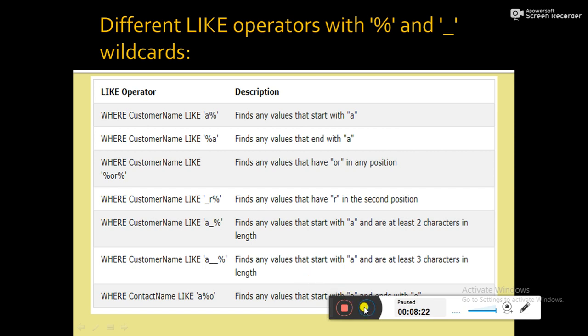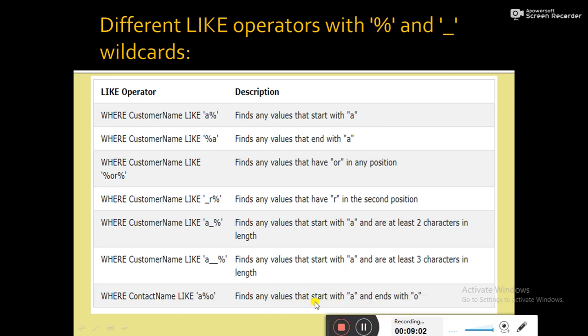Next, the names of the customers whose names start with A and are at least 3 characters long. The first character A is character number 1, and then for at least 3 characters we have to put 2 underscore signs. That means character 1, then character 2, character 3. Characters 2 and 3 may be anything. The first character should be A, so at least it becomes 3 characters. And after 3 characters, it may be 0 or any number of characters. How do we represent 0 or any number of characters? With the help of the percentage sign.